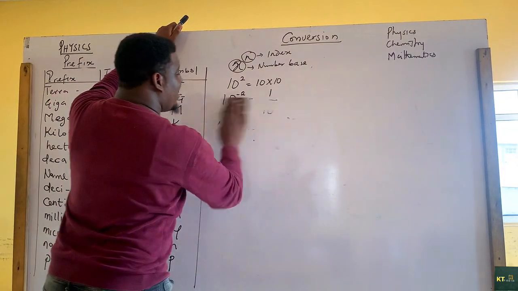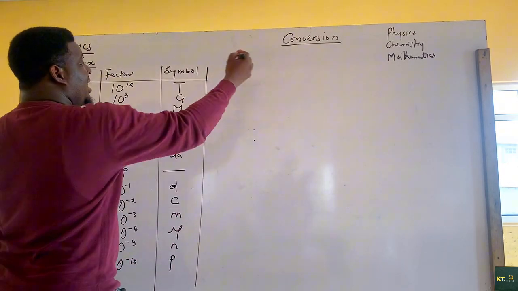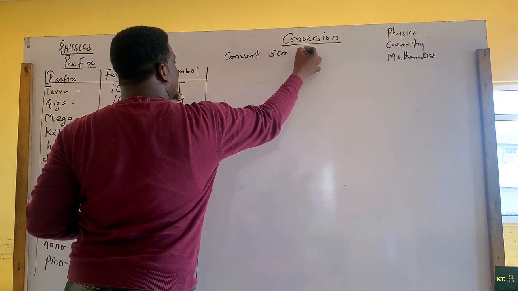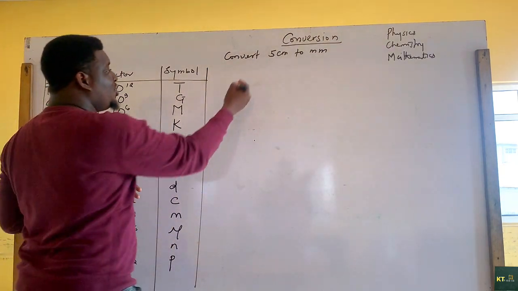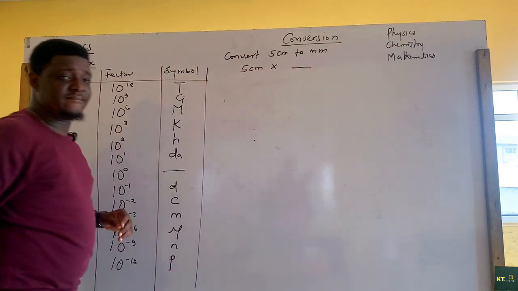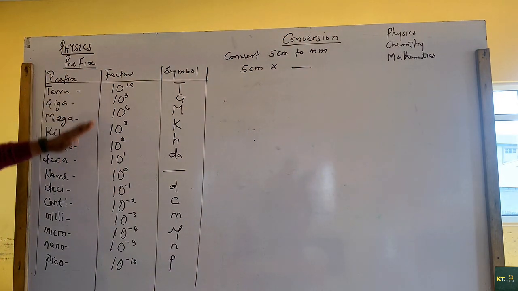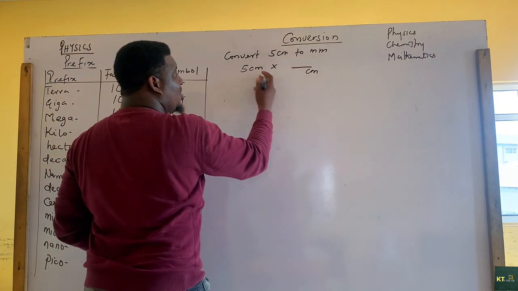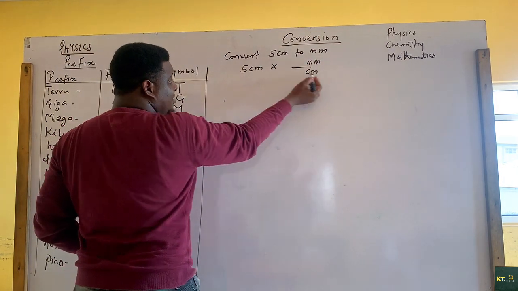So I'm going to dive into the topic proper. Let us say, convert 5 centimeters to millimeters. Follow the process. The first thing you need to do is write 5 centimeters multiplied by, cross it down. This is arranged in descending order, so cm will come down and milli will come up. Why? Because you want to cut out the cm.